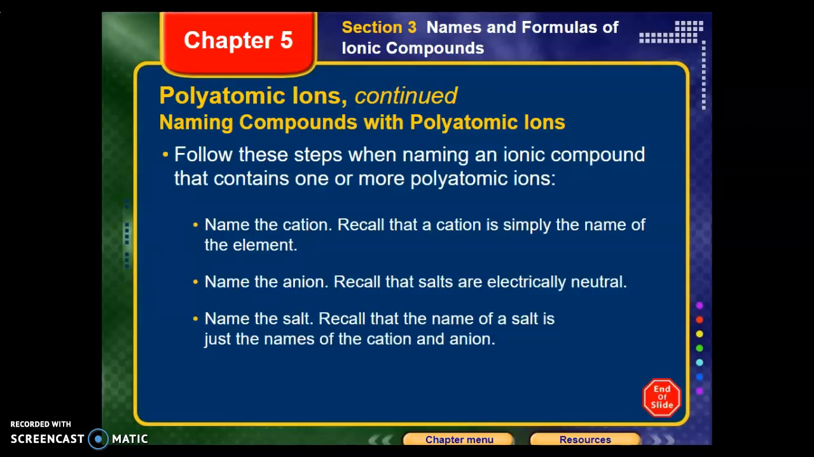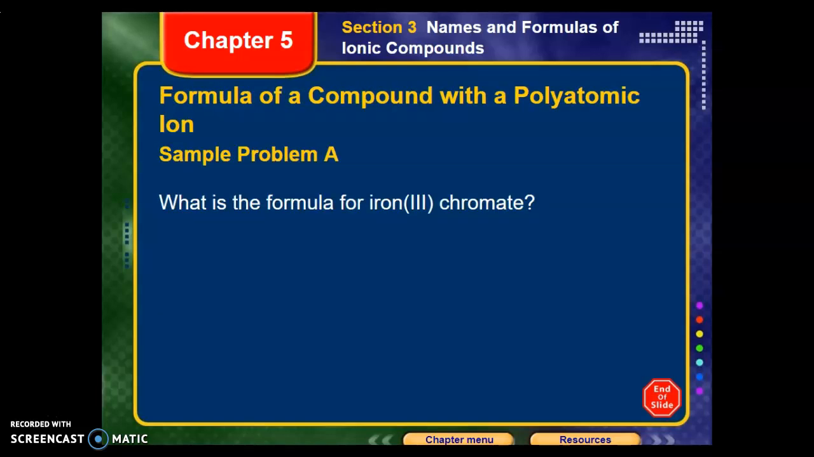So, when you're naming compounds that have polyatomic ions in it, it's super easy. All you have to do is name the cation. Remember how to name cations. And then you name the anion. And all polyatomic ions have a name, right? And so you just use the name for that polyatomic ion. So here's some practice problems. That's the end of the whole guided notes part.